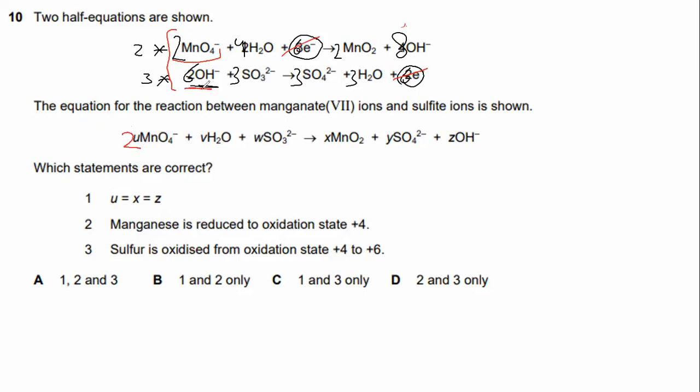6 OH minus. Look, guys, here we have OH minus. Here we have OH minus as well. They are on different sides of the equations, so they can be cancelled. Here we have 2 OH minus remained. Here no OH minus remained.